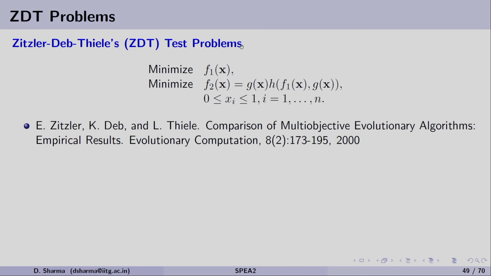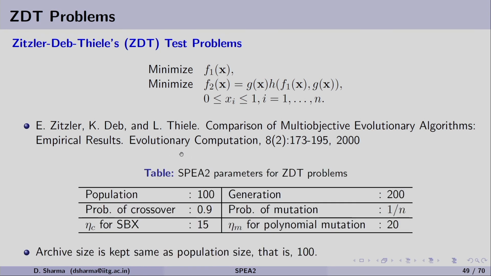So, we will see the simulations now. We will take the first problem set as the ZDT problems. These problems say that we will be minimizing the F1 objective, and the F2 objective will be written in terms of g and the function h, which is again made of f1 and g. All the variables lie between 0 and 1. The details of the ZDT problems can be found in the given paper.